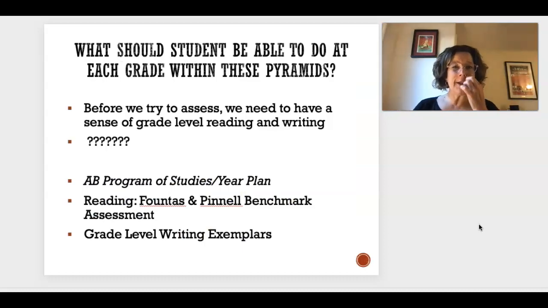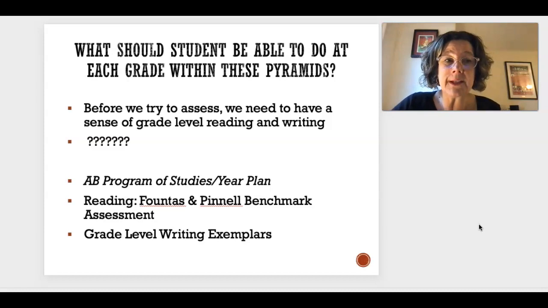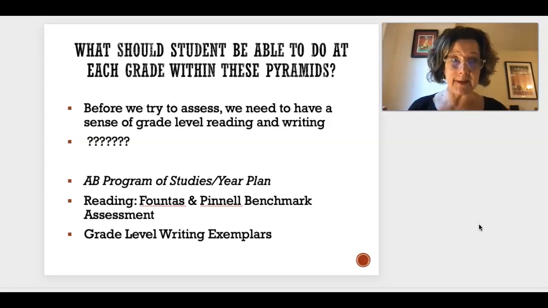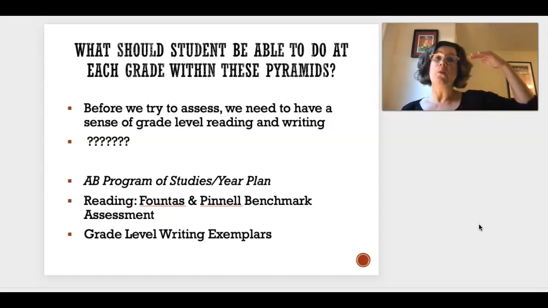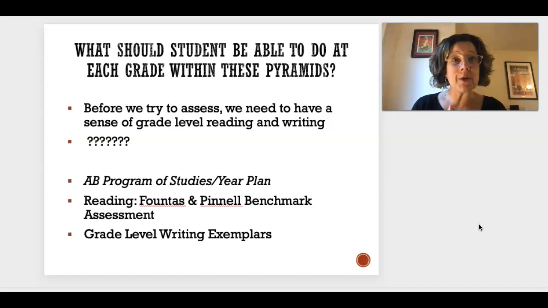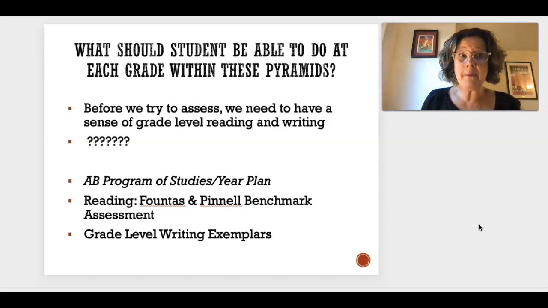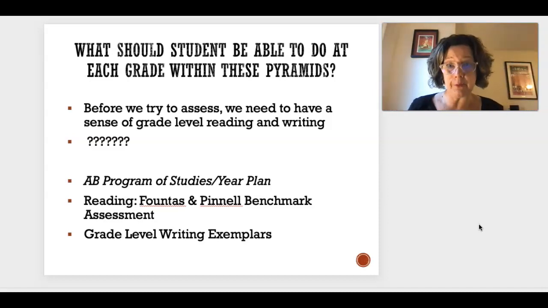Okay, so what should students be able to do at each grade within these pyramids? Before we try to assess, we need to have a sense of grade level reading and writing. And you might be like, but I don't know what that is. I'm just starting. That's what we're going to have a look at right now. You can look at the Alberta Programs of Studies. That is a pretty good guiding document for what grade 3s should be able to do, what grade 6s should be able to do. Those literacy and numeracy progressions, those Alberta Education competencies, are really good guiding documents to look at generally where you think these students should be.